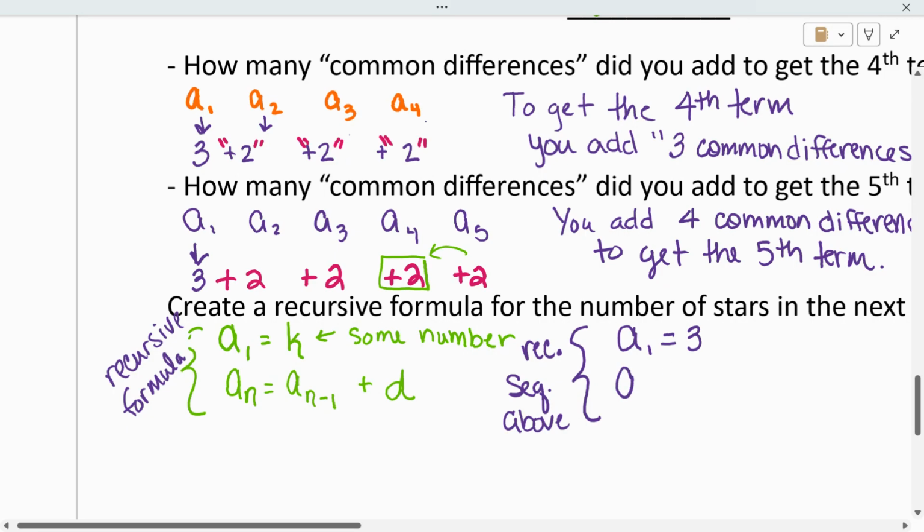So that means that if I want to find the nth term, I have to take the term that came before it, a sub n minus 1, plus my common difference. What is our common difference? What are we adding each time? 2. So this is the recursive formula for our stars.